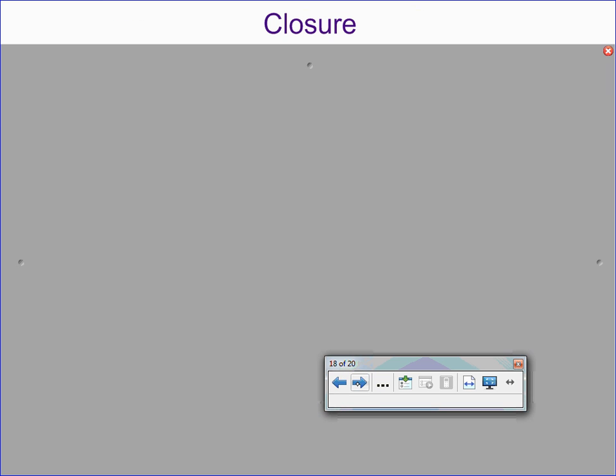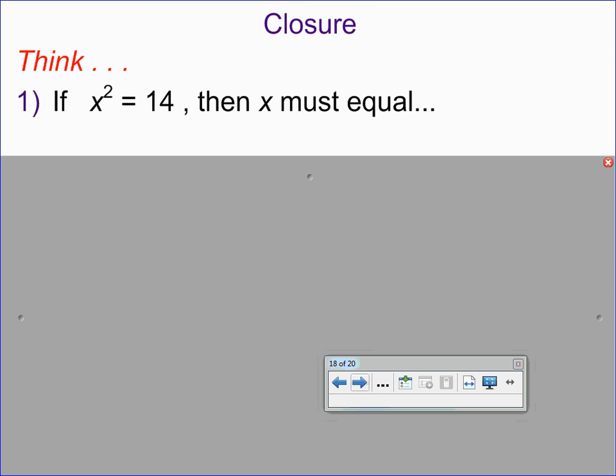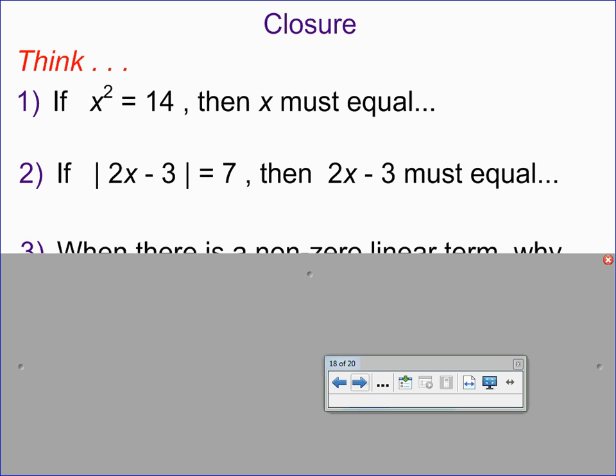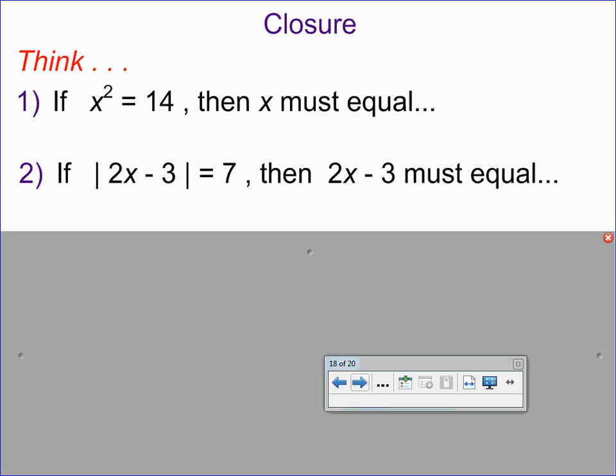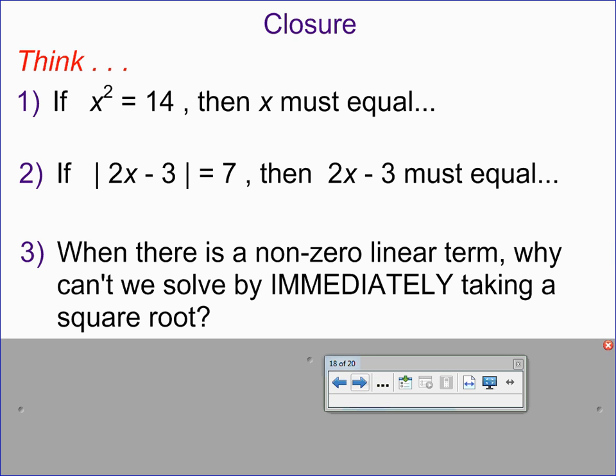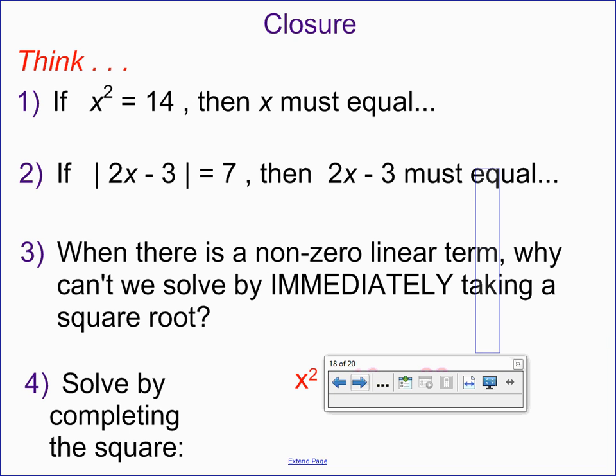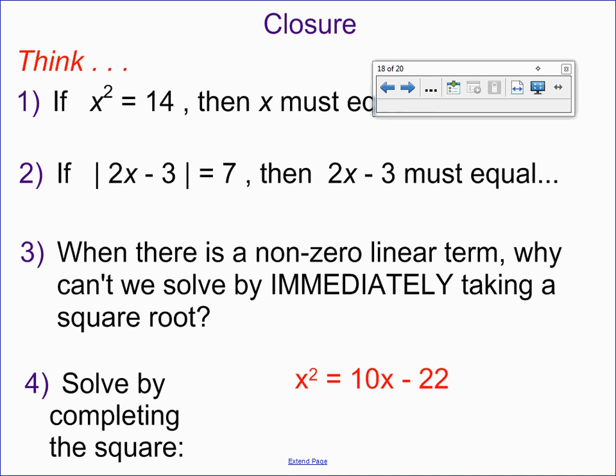All right, let's go ahead and close it out for today then. Number 1: if x squared equals 14, then x must equal... Don't say it out loud, just write it down. We've got two different possibilities. Number 2: if the absolute value of 2x minus 3 equals 7, then 2x minus 3 must equal, again, we've got two possibilities. Number 3: when there's a non-zero linear term, why can't we solve by immediately taking a square root? And lastly, let's solve by completing the square. So we'll go ahead and get a written response for each of these, and then be ready to share with the whole class.